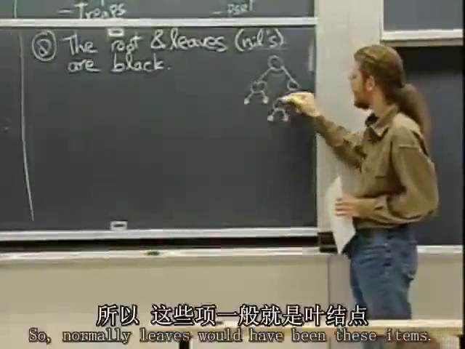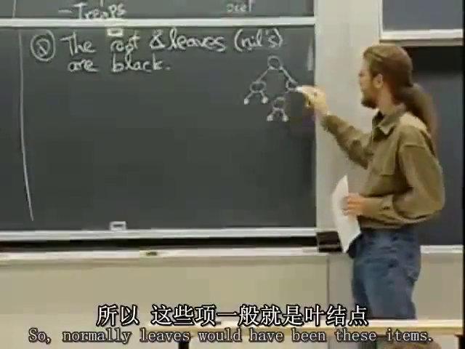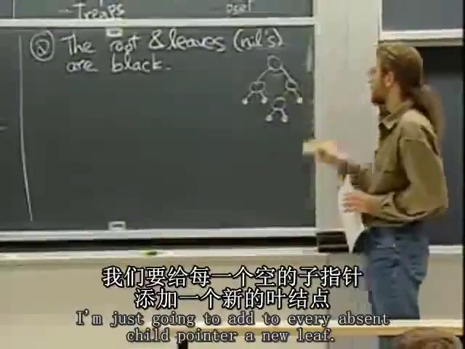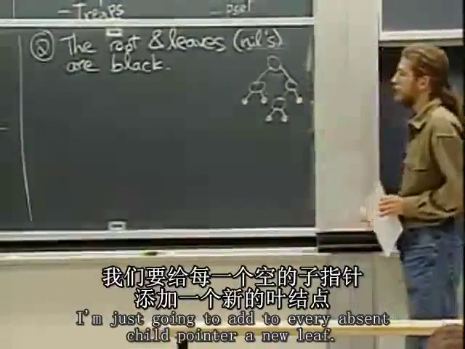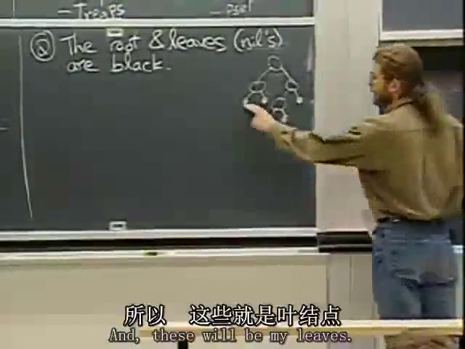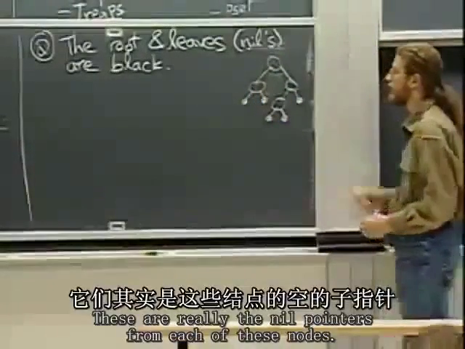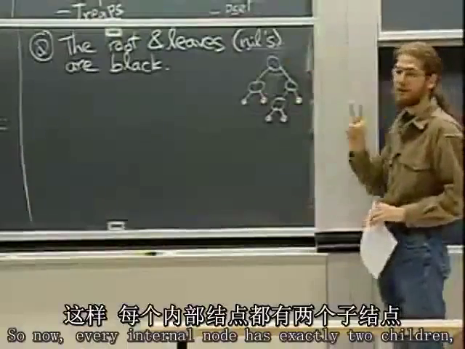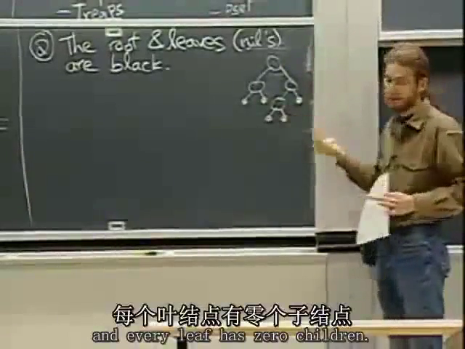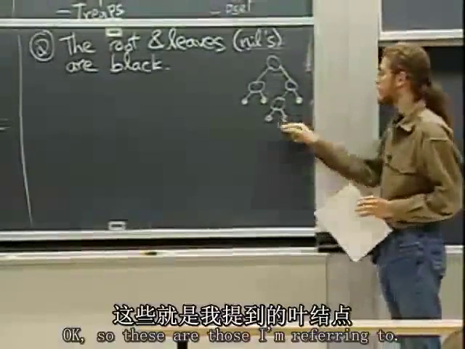So normally leaves would have been these items. I'm just going to add to every absent child pointer a new leaf. And these will be my leaves. These are really the nil pointers from each of these nodes. So now every internal node has exactly 2 children, and every leaf has 0 children. Okay, so these are the nodes I'm referring to.